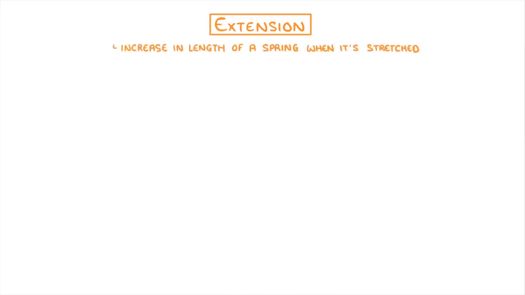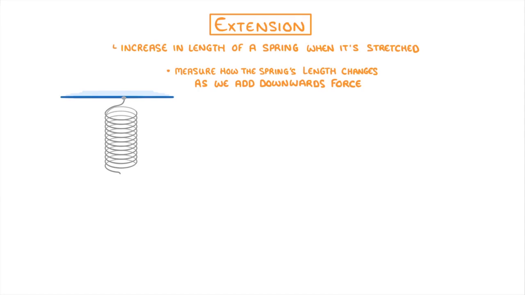The next concept we need to look at is extension, which is the increase in length of a spring when it's stretched. For example, if we hang a spring from a solid support, then we can measure how the spring's length changes as we add downwards force to the bottom of the spring.